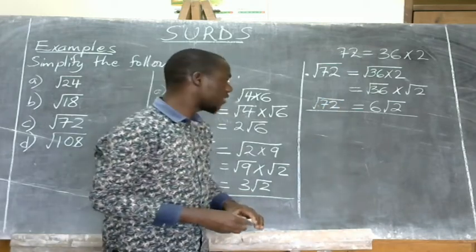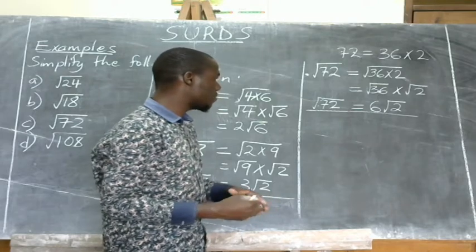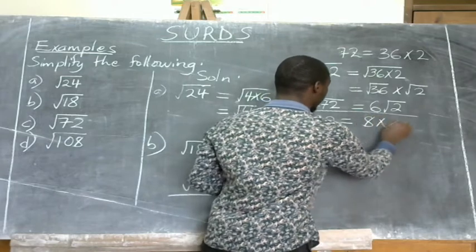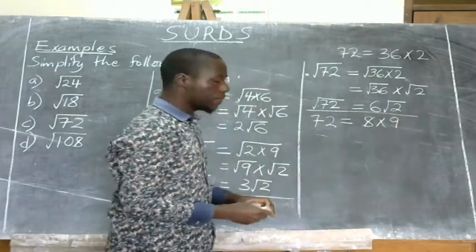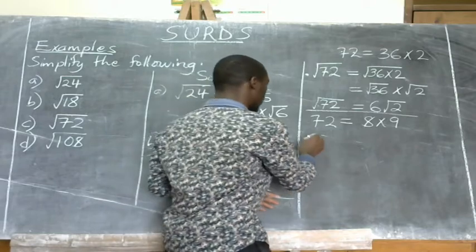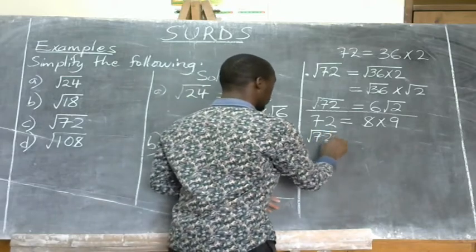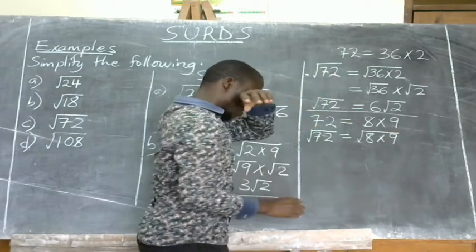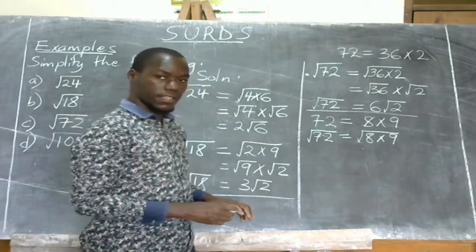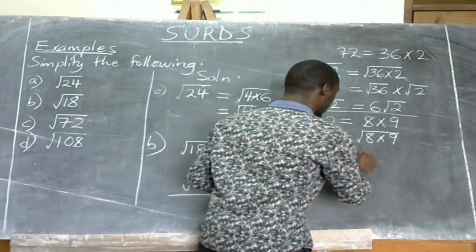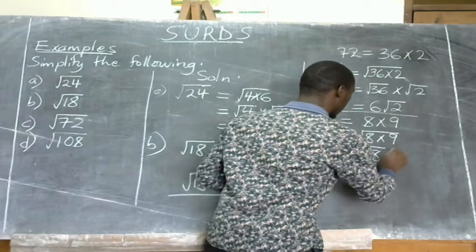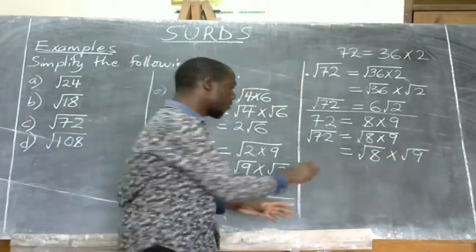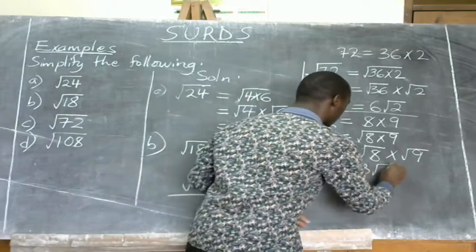Another person can simplify slowly by slowly. That is, 72 is the same as 8 times 9. So we can substitute this. Root of 72 is equal to root of 8 times 9. So this is going to be root of 8 times root of 9. Root of 9 is 3. So this one is going to be 3 times root of 8.